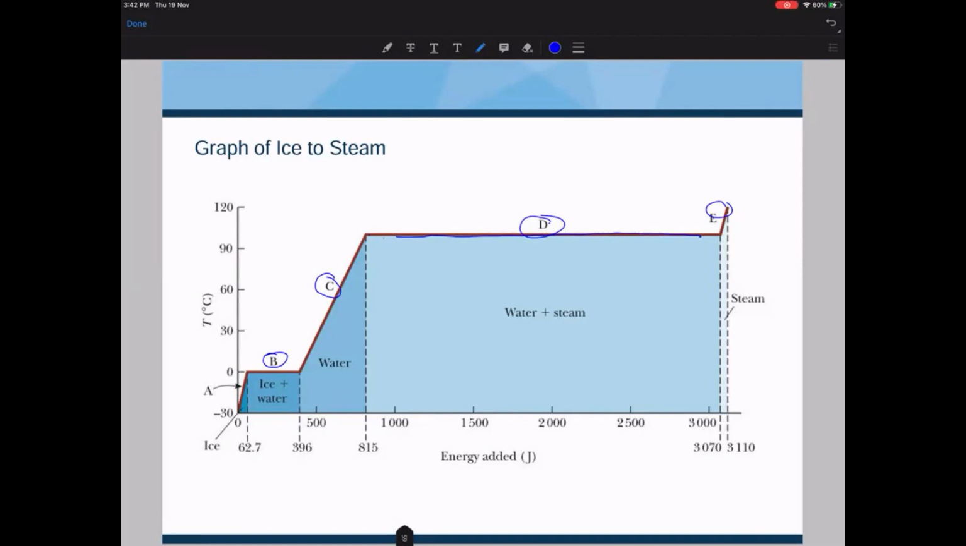So that is the idea of heating that involves phase change, which is B and D, and heating that involves only temperature change, so A, C, and E in this diagram.